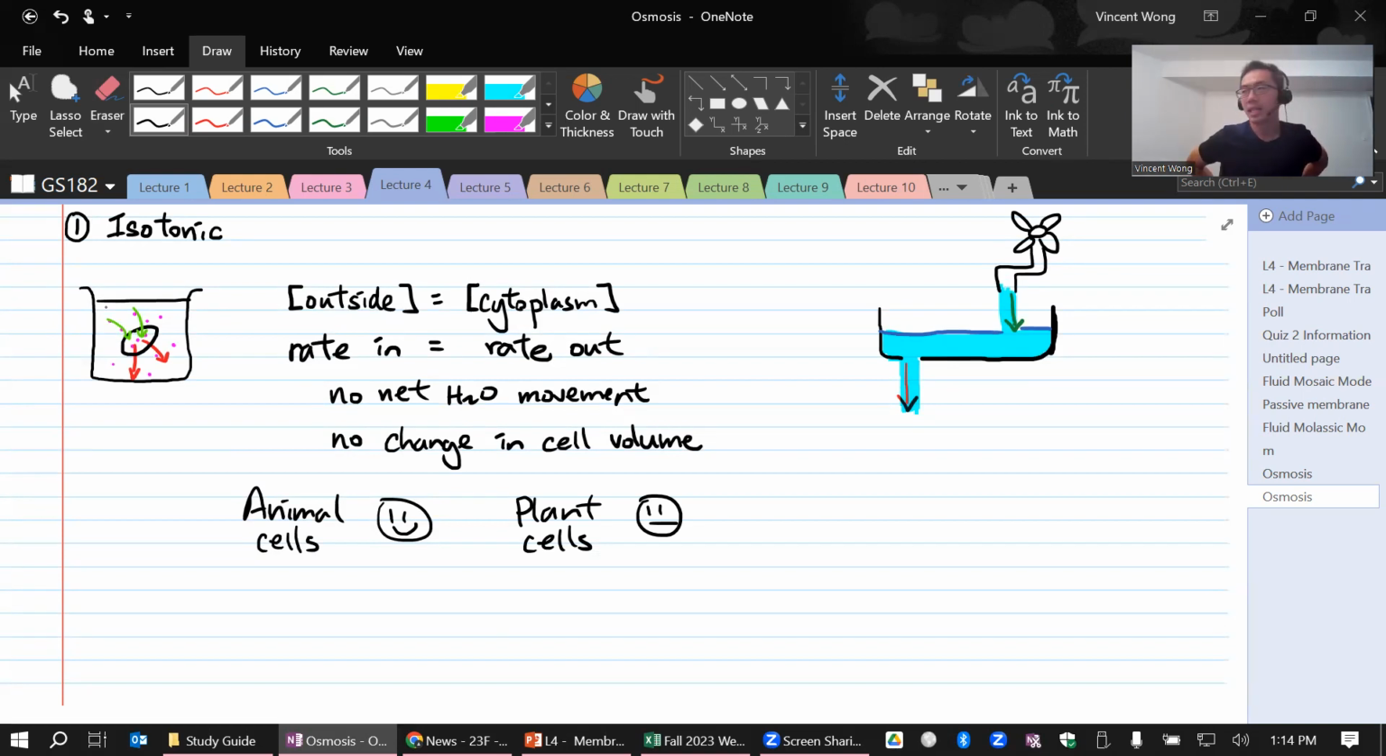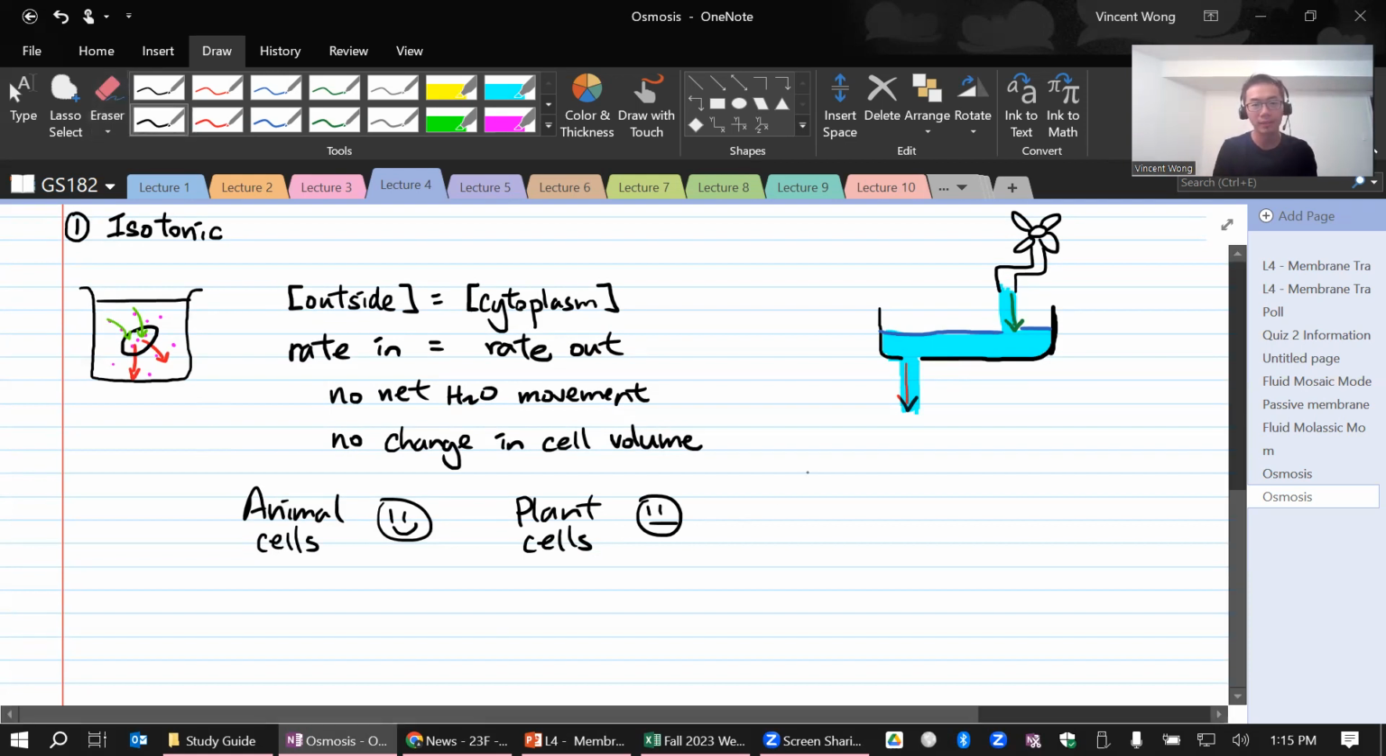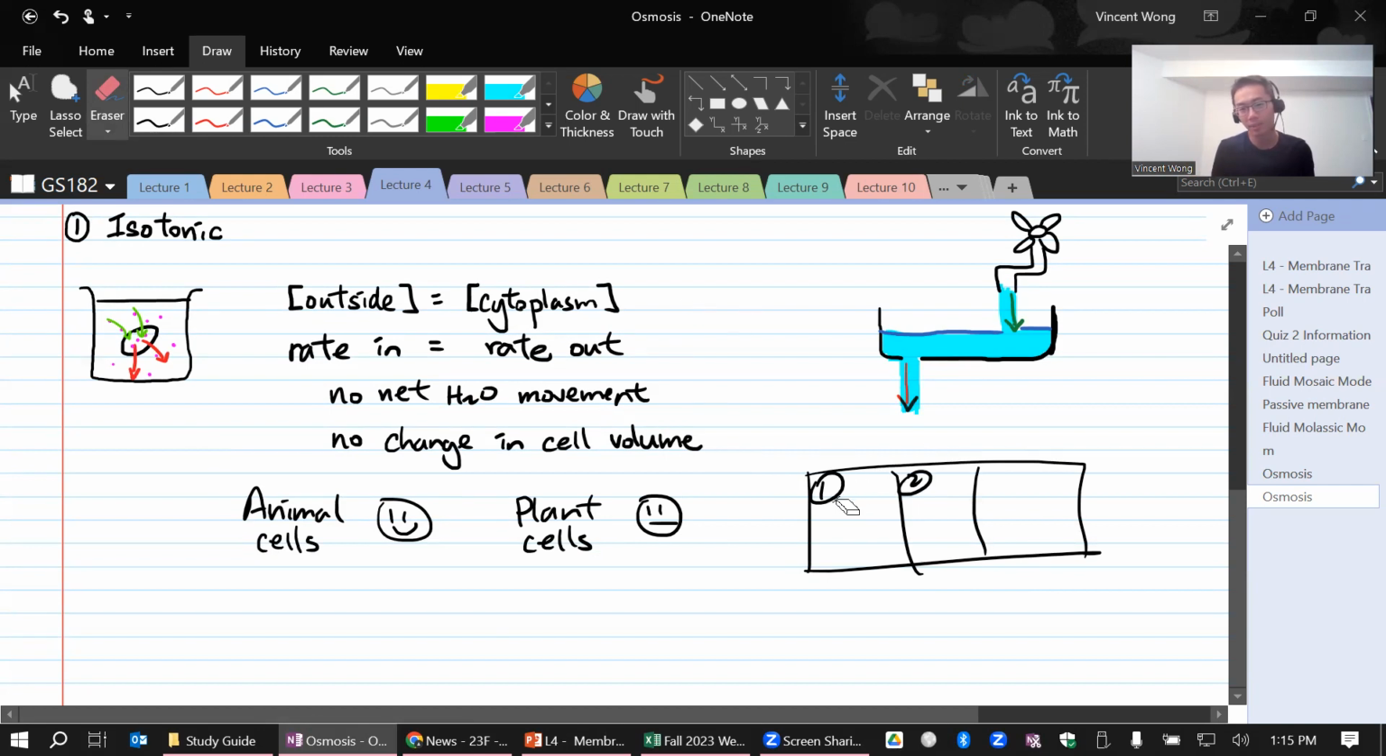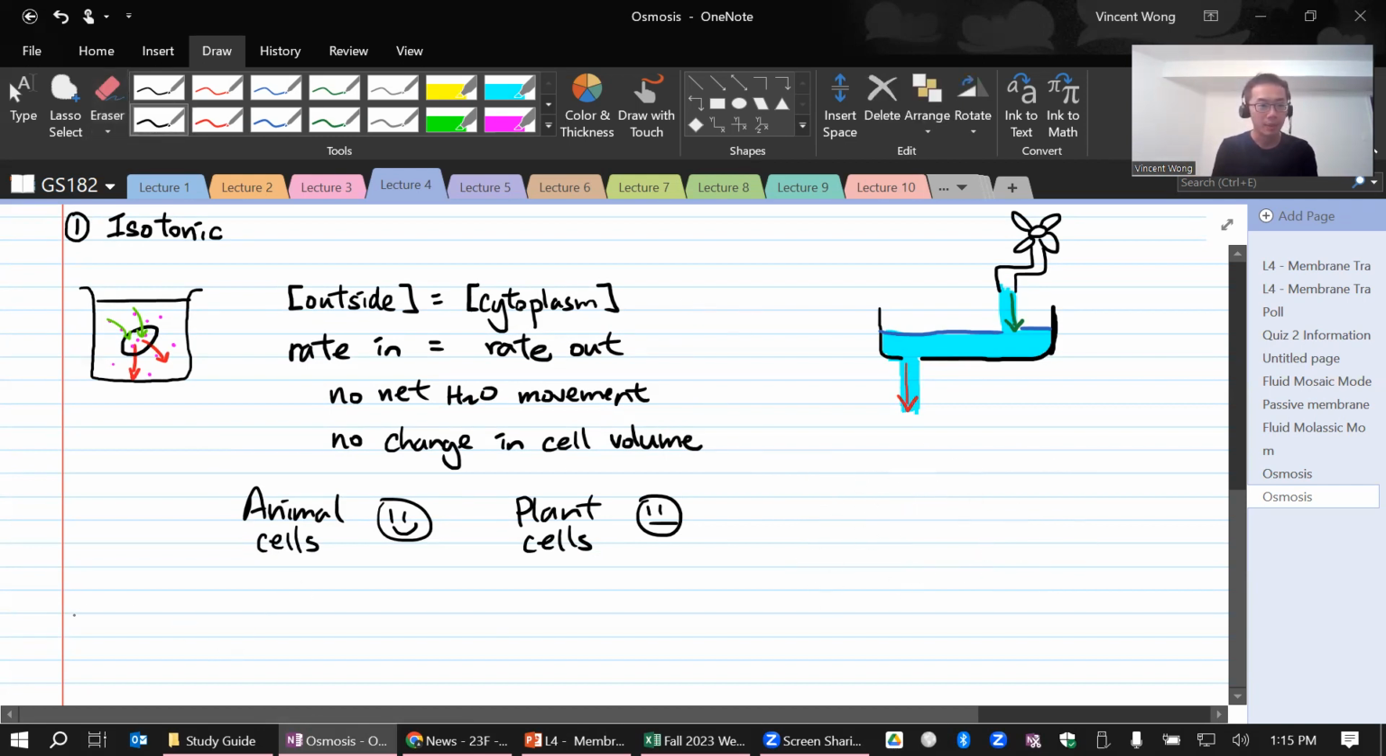I'm going to give you two other examples, which are more confusing, so I just want to make sure that you are all okay with isotonic. Great. So again, if you're doing this on your paper, you have your isotonic here, you can write the next one next to it so you can compare. I cannot do that because I'm going to run out of space, so I'm going to do it right here.